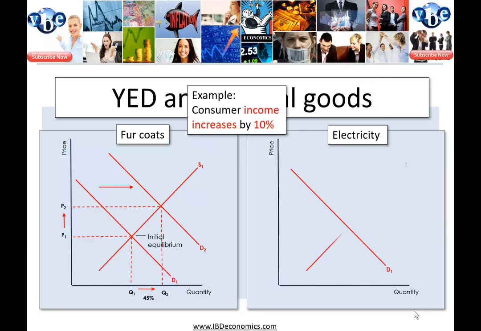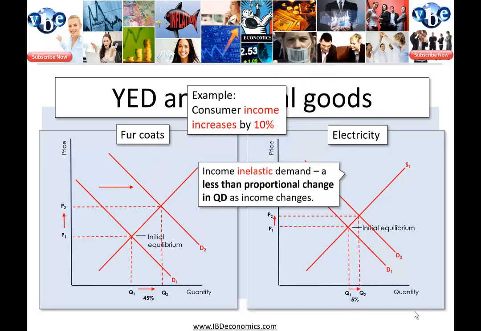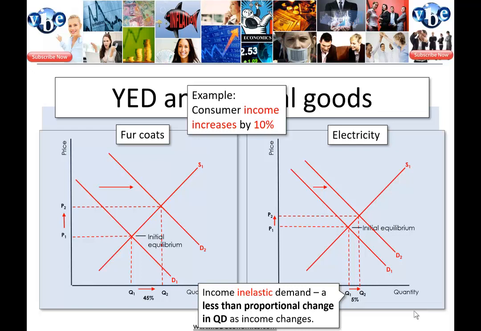Whereas we have another type of good or service, this time electricity. An increase in income is going to have a much smaller effect on the demand curve. Demand is going to increase by relatively less than for a luxury good like a fur coat, electricity being a necessity. So here we see that an increase in income increases by 10%. With income inelastic demand, the change is less than proportional as income changes.